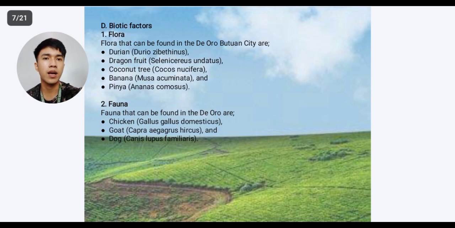Number 2 is fauna. Fauna that can be found in the Oro are chicken, Gallus domesticus, goat, Capra aegagrus hircus, and dog, Canis lupus familiaris.